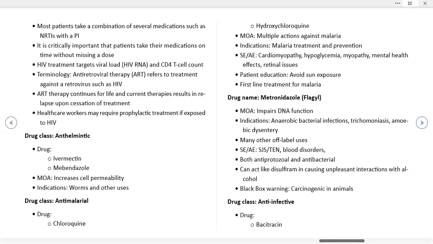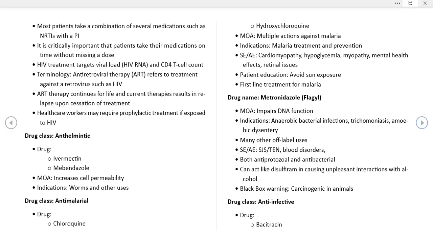Most patients will take a combination of multiple medications. It is critically important for these patients to take their medications on time without missing a dose. They need to maintain something like 95 to 99% accuracy on their dose schedule. Missing some of these drugs, even more than 1% of all your scheduled doses, will cause you to become resistant to that medication, and that medication will never work again to treat your HIV. So it's really important.